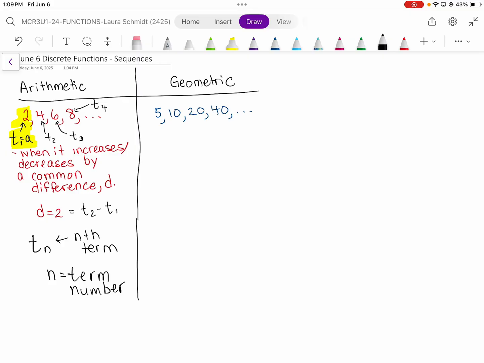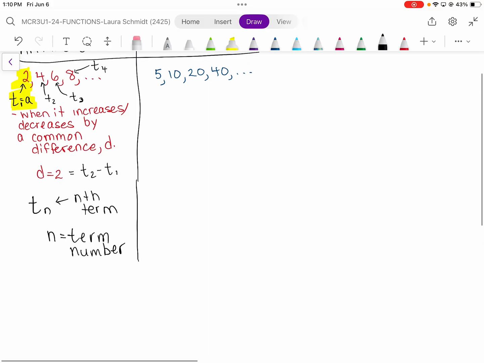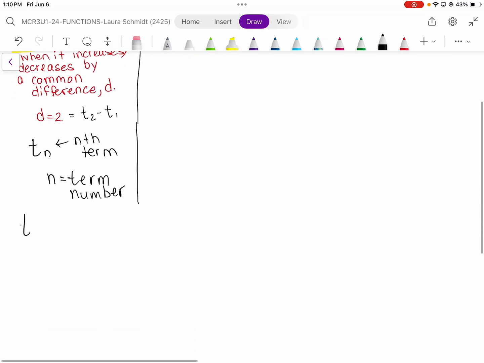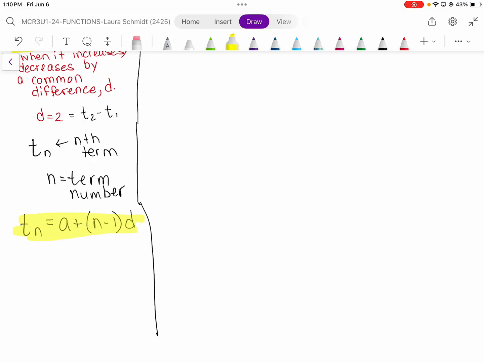And we can actually make a formula to figure out any term. I could figure out the 100th term in the sequence super fast by using this formula. T subscript N, the general term, is equal to A plus bracket N minus 1 times D. So that's the formula for finding any term in an arithmetic sequence.